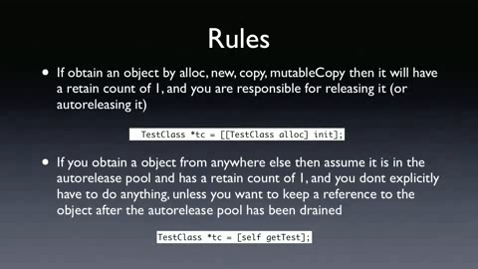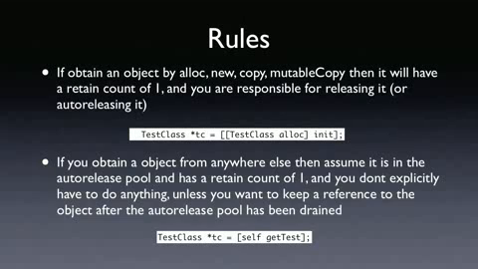So these are the basic rules. If you get an object either by alloc, new, copy or mutableCopy, then it will have a reference count of 1 and you are responsible for releasing it. And if you get an object from any other means, assume it's in the autorelease pool and it has at least a reference count of 1.